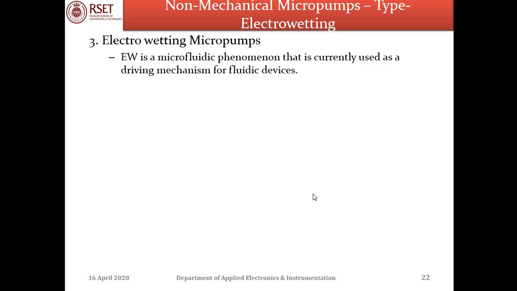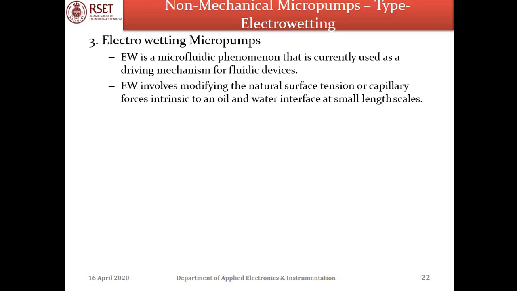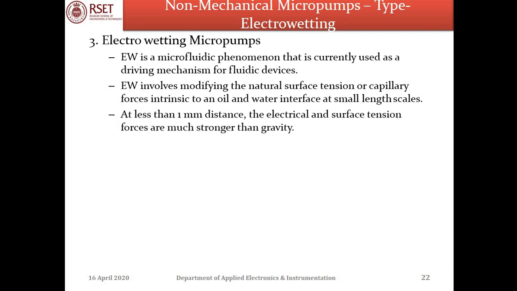Now let us see another type of non-mechanical micropump, that is the electrowetting micropump. Electrowetting is a microfluidic phenomenon that is currently used as a driving mechanism for fluidic devices. Electrowetting involves modifying the natural surface tension or capillary forces intrinsic to an oil and water interface at small length scales. So, at less than 1 millimeter distance, the electrical and surface tension forces are much stronger than gravity.